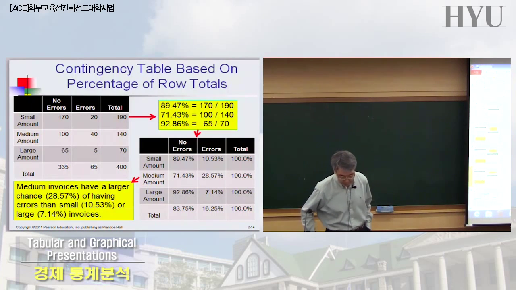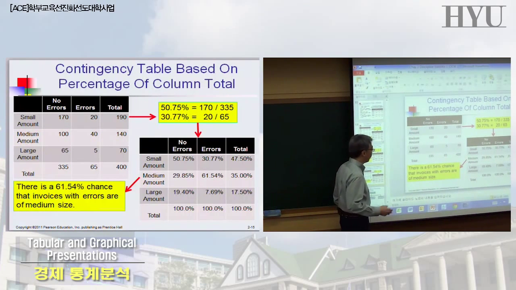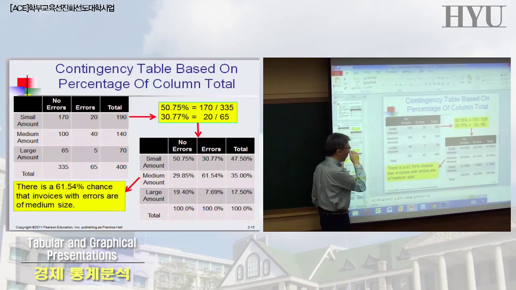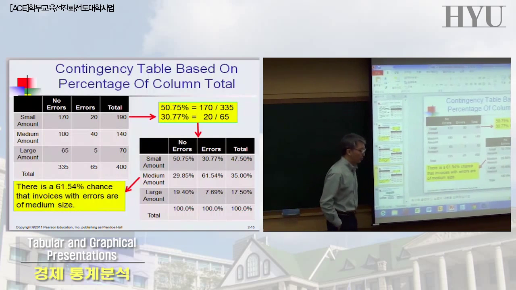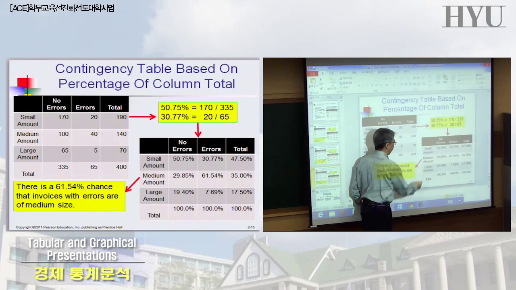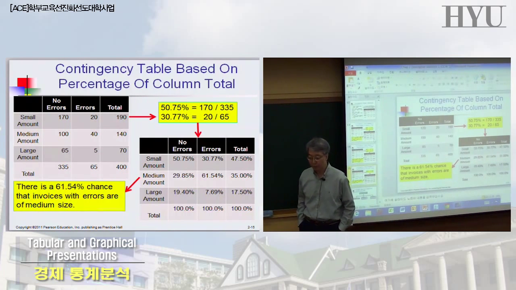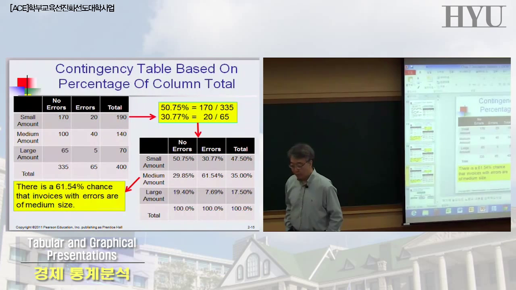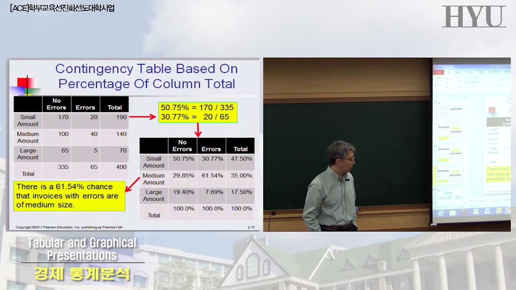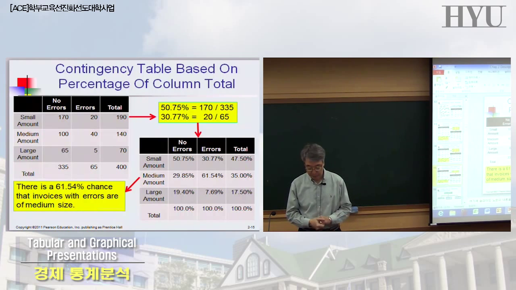Likewise, you can do column total, okay? So that's what I explained first, okay? Out of 335 invoices that did not contain errors, how many were small? And it turns out that 50% of the invoices, among the total invoices that did not contain error, 50% were small, about 30% were medium, and about 20% were large, and so on, okay? So that's one thing you can try.